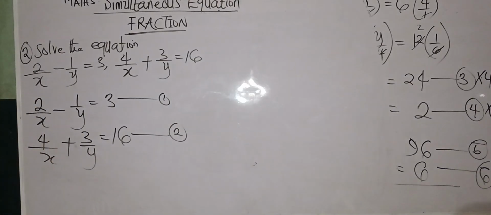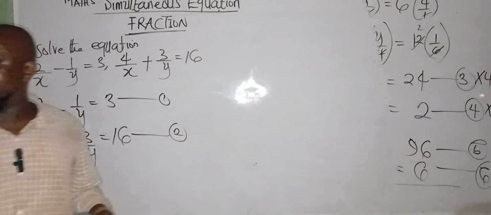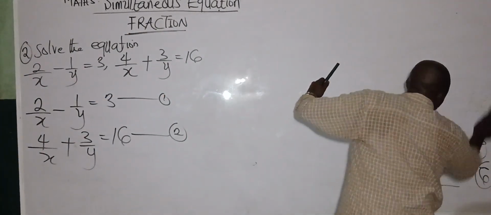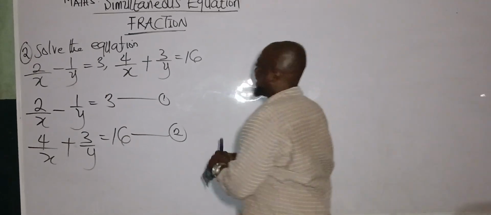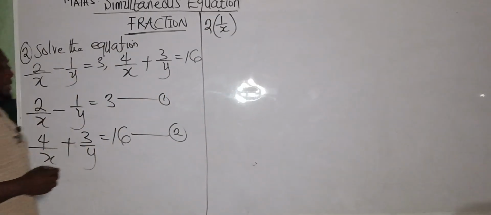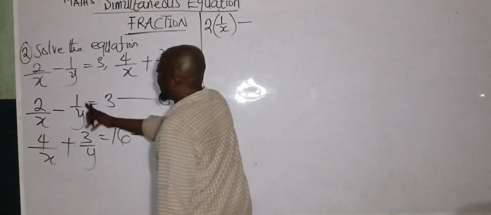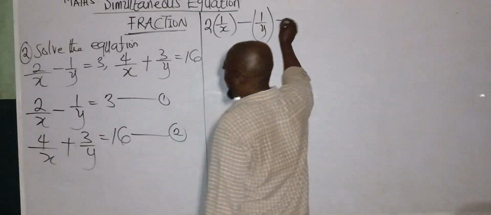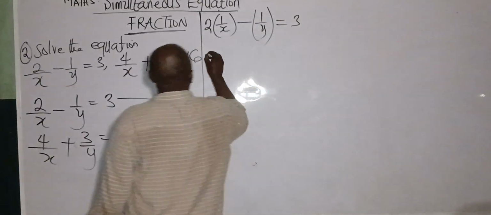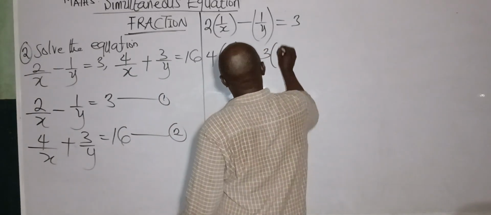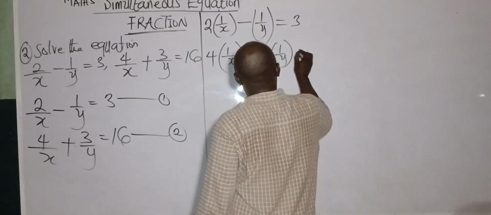So observe that those equations have been arranged. So the first thing we want to do now is to apply what I just explained there. Apply that here. So look at me. From my equation 1 now, I'll do it like this: 2 into bracket 1 over x. That's what I'm doing. Then minus, this is already 1 over y. Leave it like that. So put it as 1 over y, like this. Equals to what? 3 here. Next up, I'll write 4 here into bracket 1 over x. Then plus, this is 3, so I'll write it as into bracket 1 over y. So this becomes equals 16.